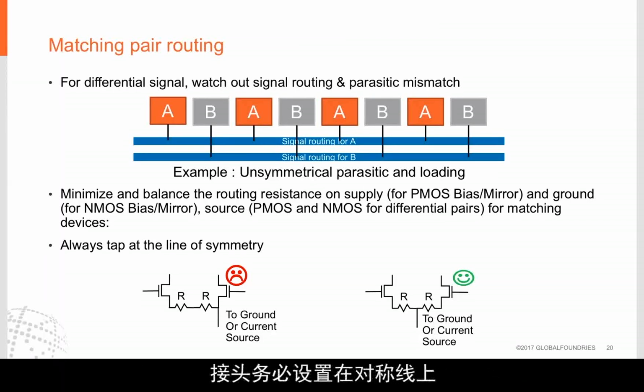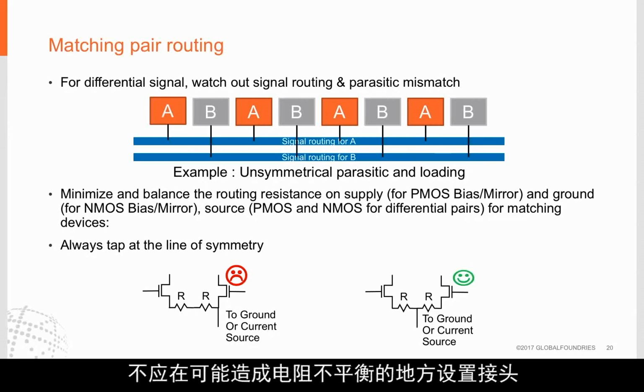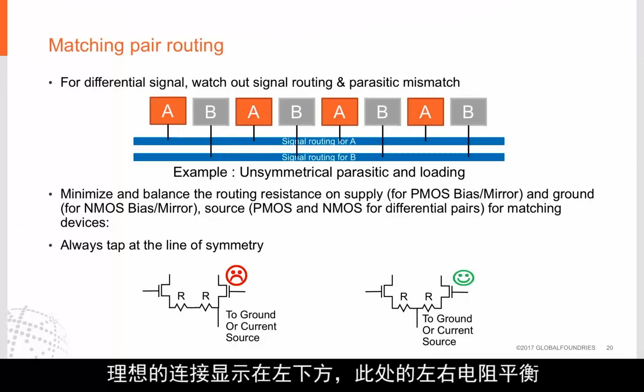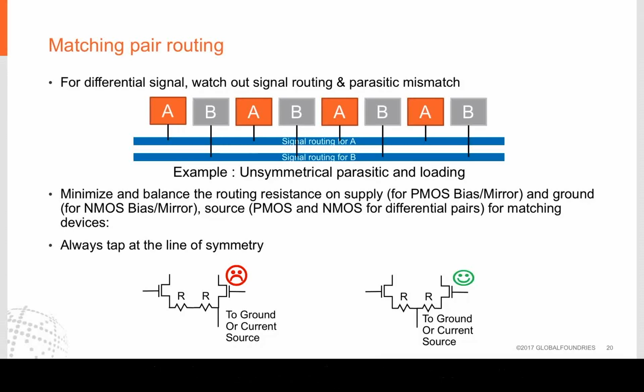You should always tap at the line of symmetry. So the example in the bottom left is showing an example of how not to tap, where the resistance would not be balanced. The ideal connection is shown in the bottom right, where the resistance on the left and the right are balanced.